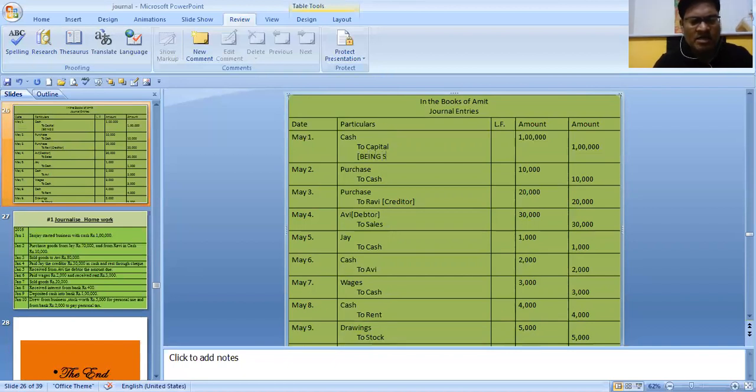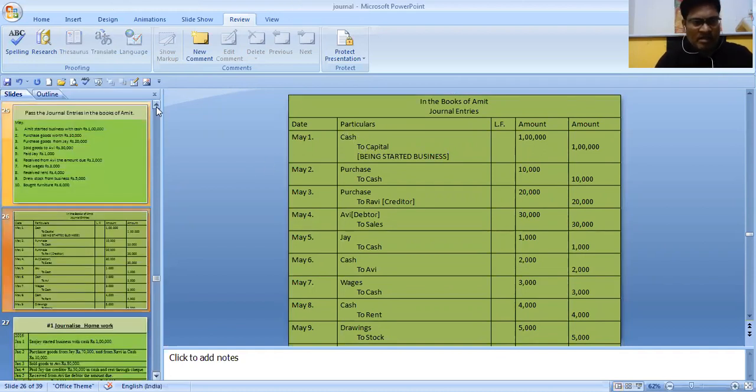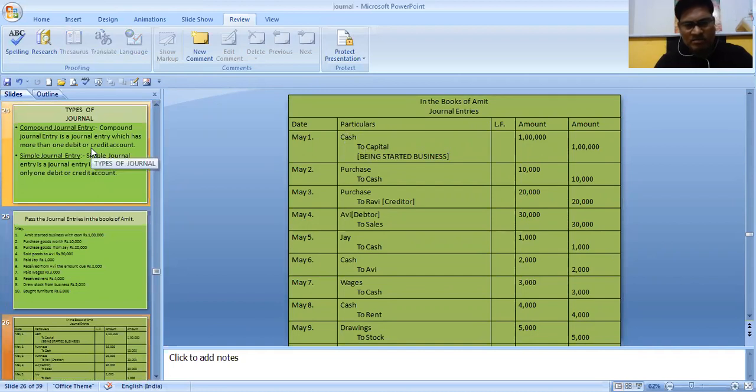Being started business. This would have been the narration. This narration should have been also there. This is called narration, the explanation of the journal entry, explanation of the transactions through the journal entry. So that is the simple journal entry.